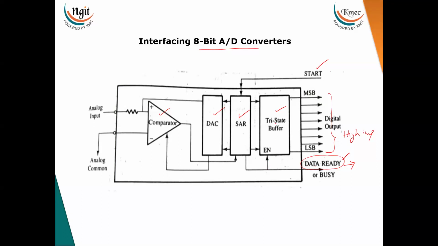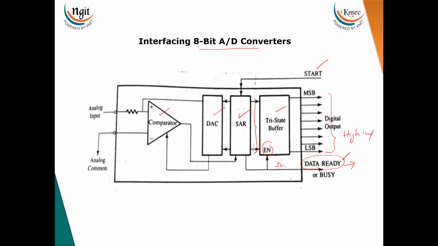Now this will enable the tri-state buffer. Once the conversion is completed, the digital information is available over here. So if the conversion is completed, the enable signal will be high, thereby the tri-state buffer is enabled and will transfer the data, whatever data is available here, onto the digital output.